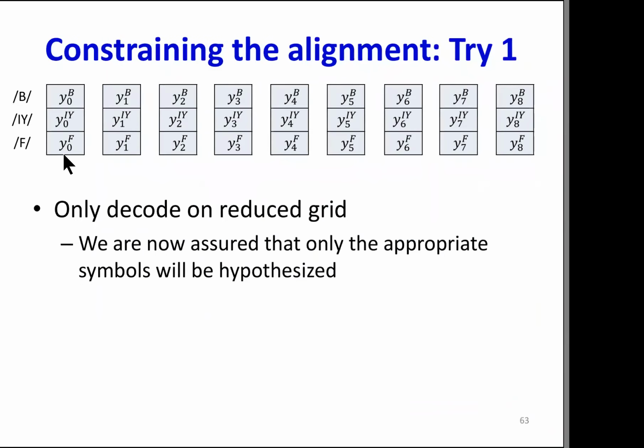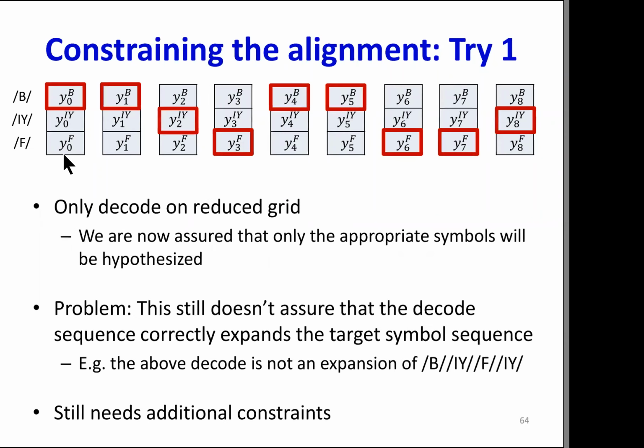I can now decode on this reduced grid, and we are assured that only the appropriate symbols will be hypothesized. But if I just go ahead and pick the most likely symbol at each time from this reduced grid, will this give me an alignment of my target output? Yes or no?